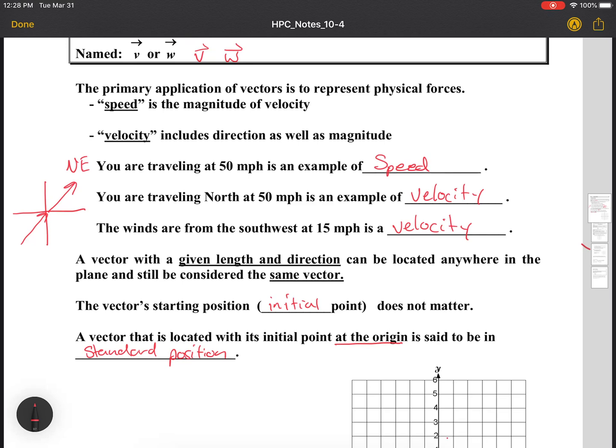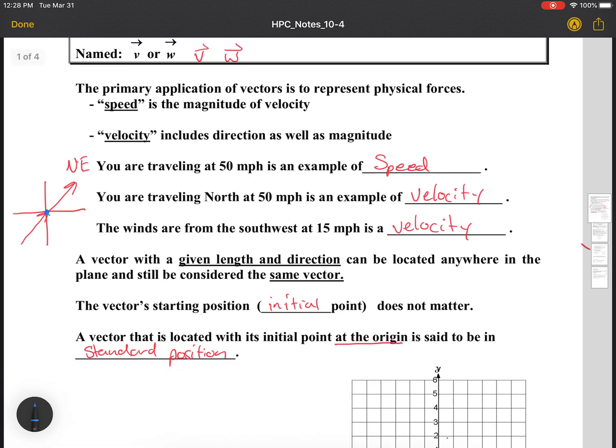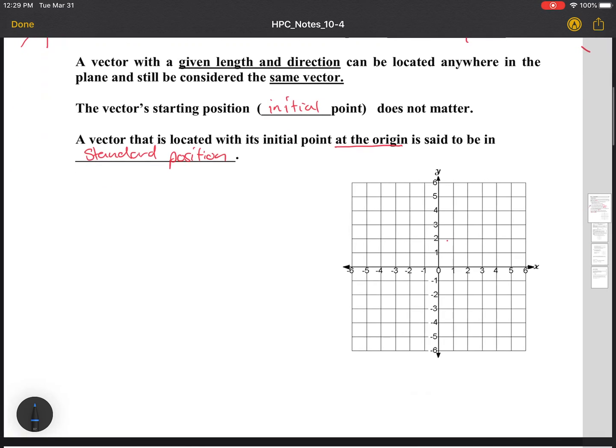All they're saying is that the dot is right there at the origin and the arrow is coming out from there. That's when it's in standard position. That's its initial point. So for the winds coming from the southwest, we have a magnitude of 15. Our initial point is at 0 and it's going to the northeast. Let's keep moving on down.